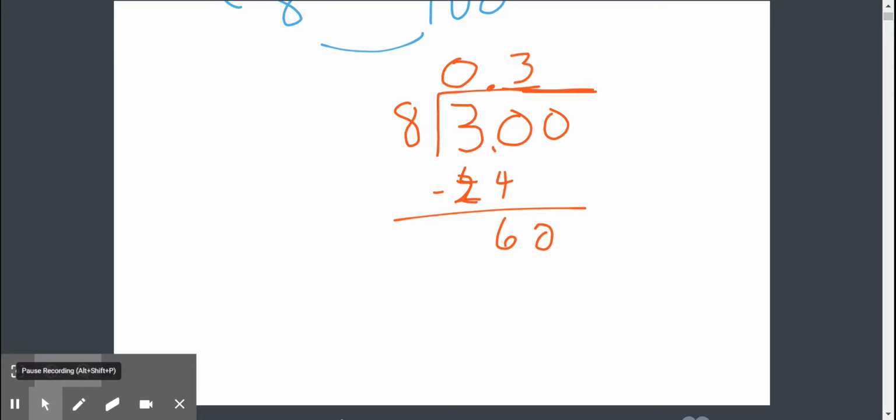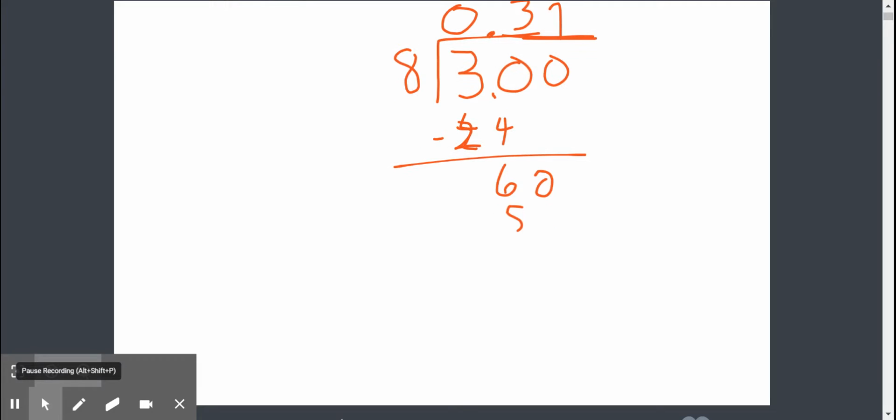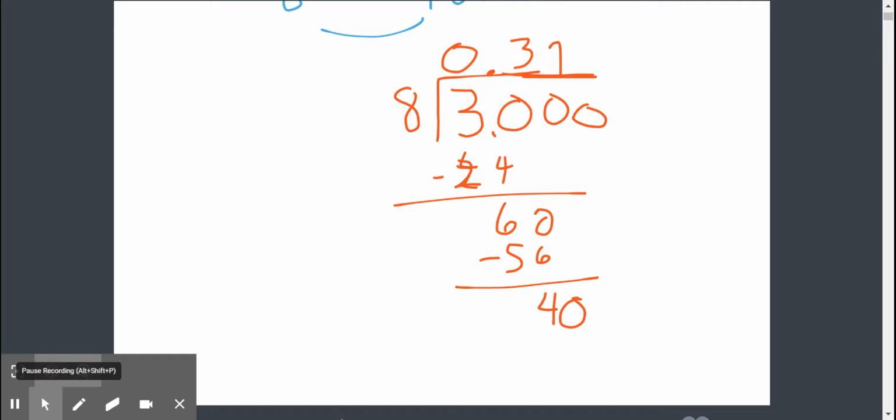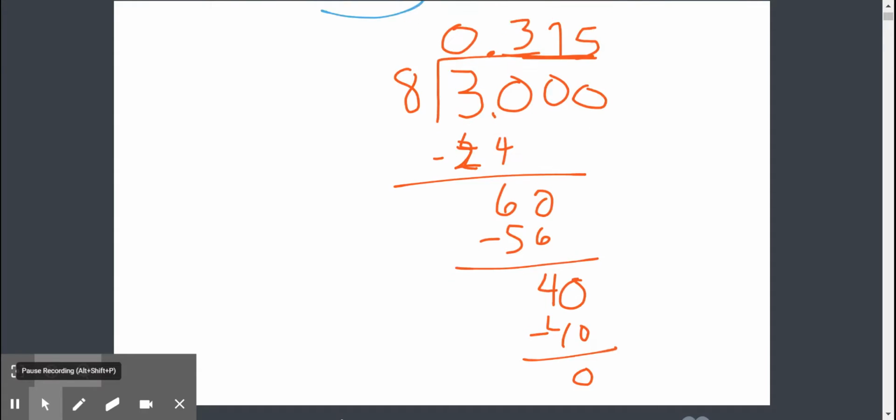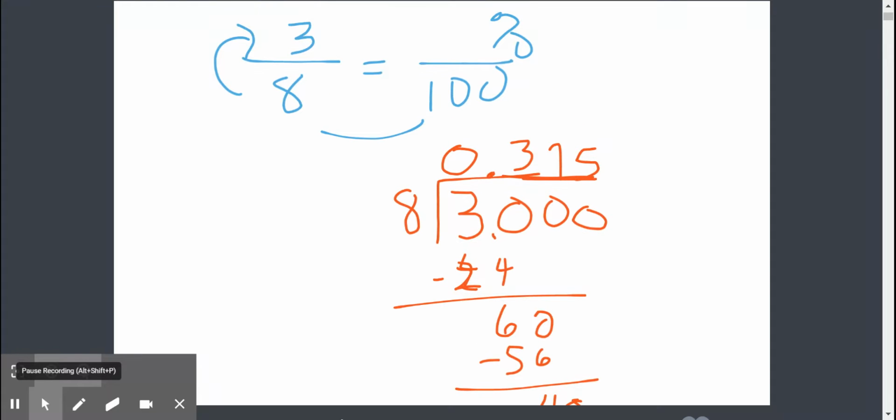8 goes into 60, 7 times. 7 times 8 is 56. And we're going to subtract. Leaves us 4. Bring down another 0. 8 goes into 40. How many times? 5. 5 times 8 is 40. We're going to subtract. Leaves us 0. And we're done. We've got the decimal value to it.